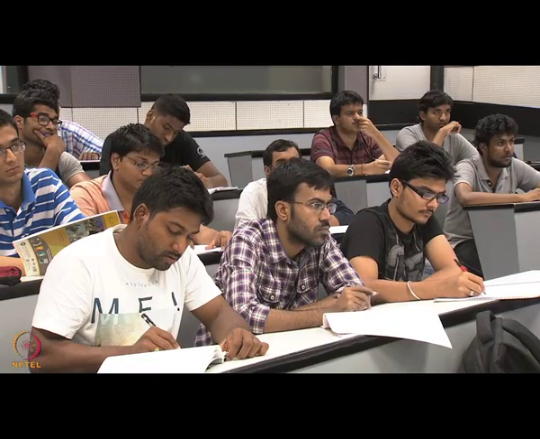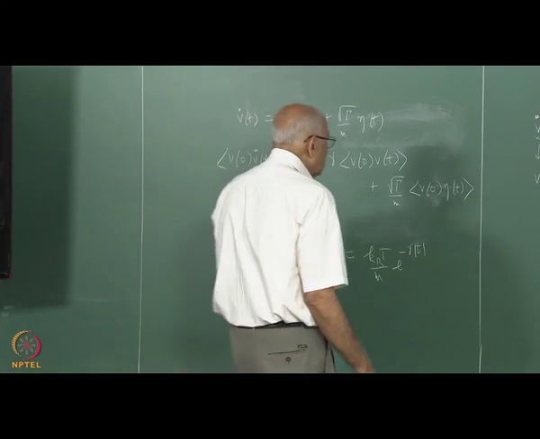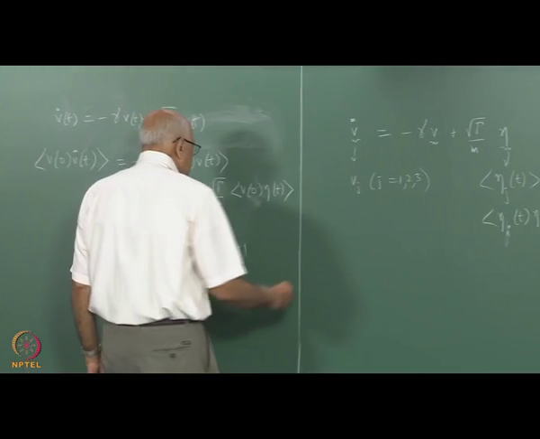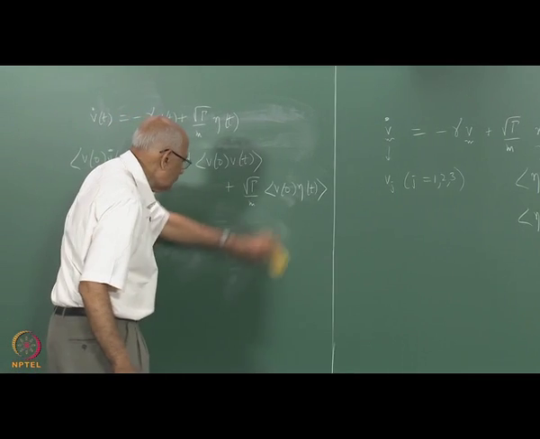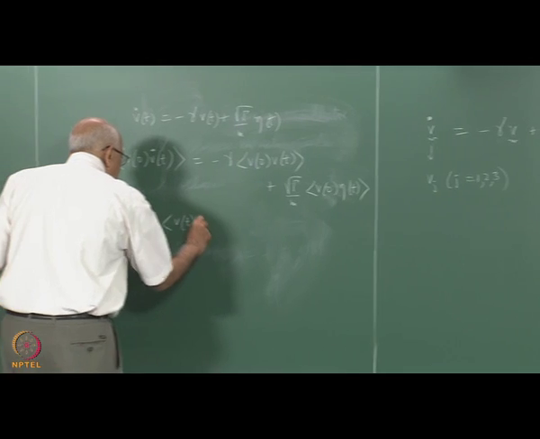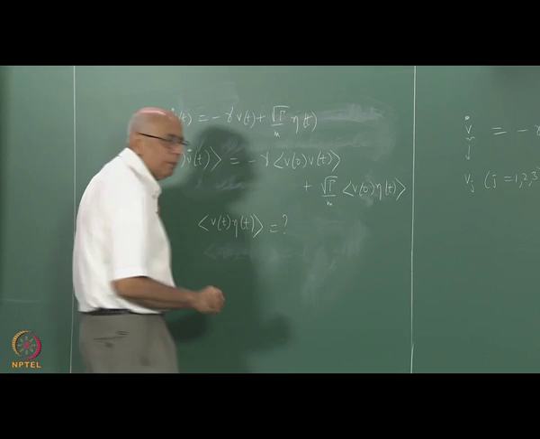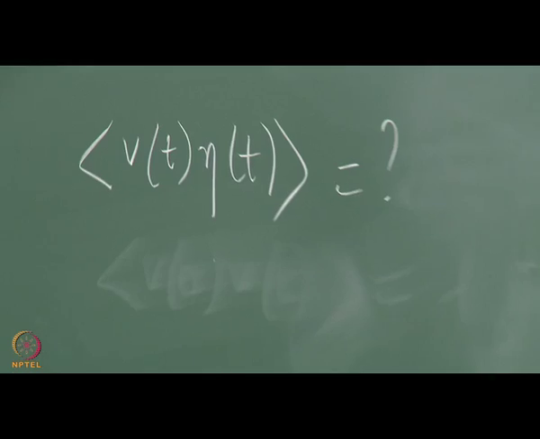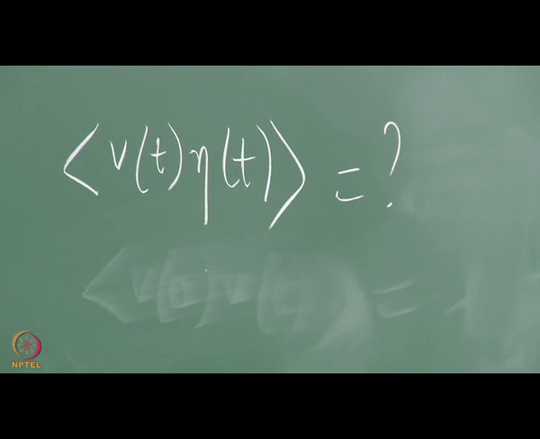Now you might say, aha, what about equal times? What about at t equal to 0? So at equal times, what do you think this correlation would be? V of t, eta of t. What do you think this is going to be? That is a more delicate question, but again I argue the same way.